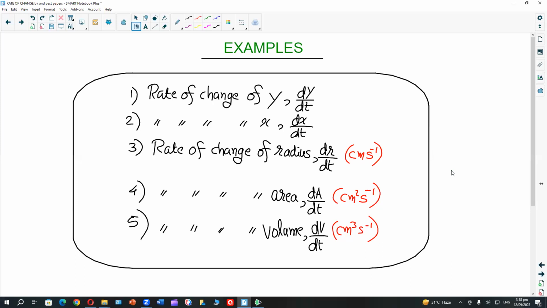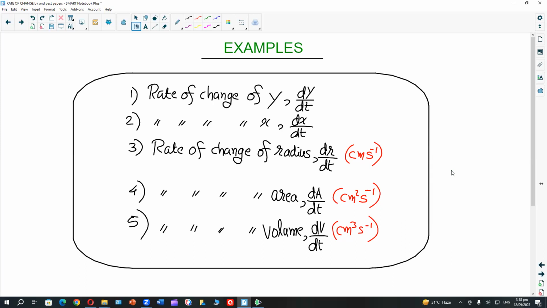How do we write rate of change? Remember that something is divided by time; if the denominator is dt, it is called rate of change. There are different rates of change in our course, like rate of change of y, rate of change of x, rate of change of radius. So you will identify them from the unit.